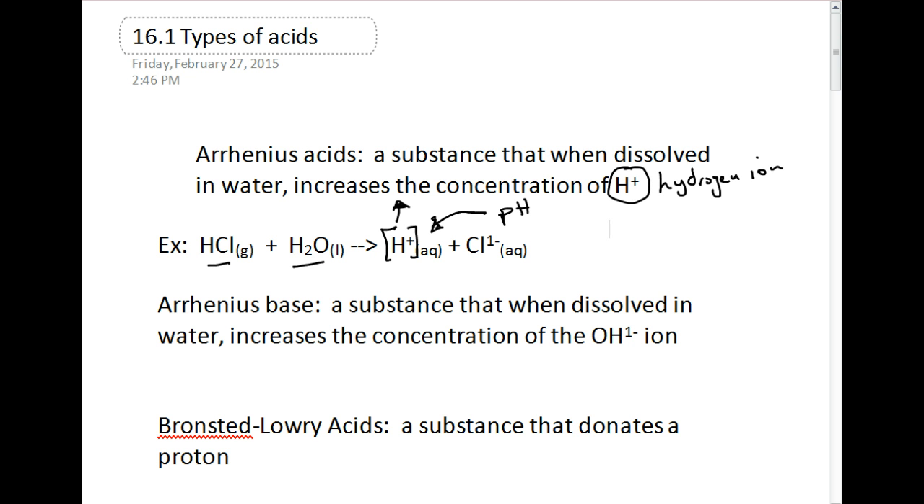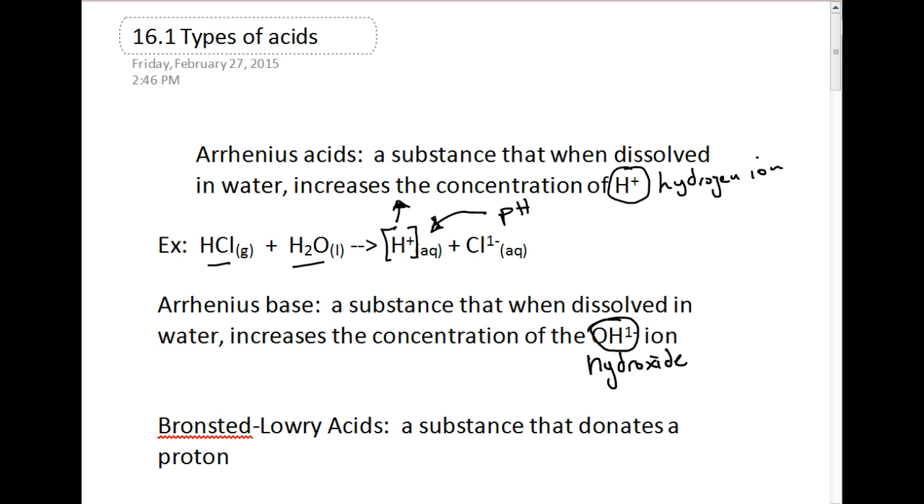Now, the Arrhenius acid and the Arrhenius base definition suits us just fine, but it doesn't suit us for all chemicals. But before we get into another type of acid or base, let's talk about an Arrhenius base. This is going to be a substance that when dissolved in water increases the concentration of the hydroxide ion. And there's our hydroxide ion right there.